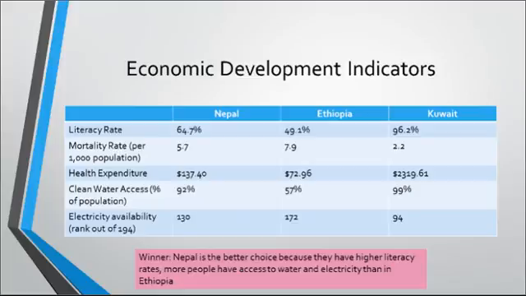Nepal also has a lower mortality rate. This has a lot to do with that they have a higher access to clean water and are better ranked in electricity availability. This also has to do with their higher literacy rate. Better educated people live longer.